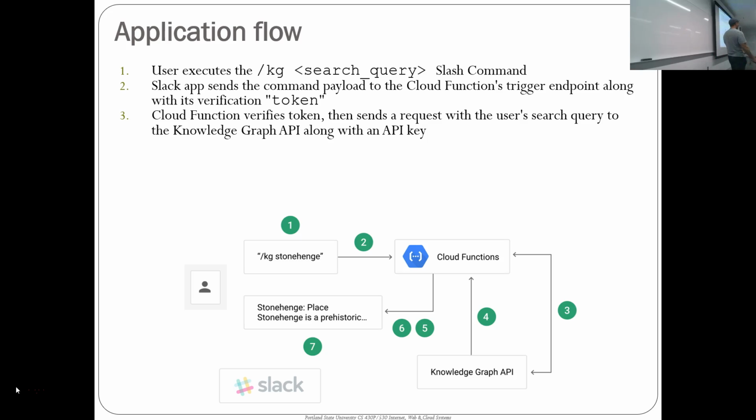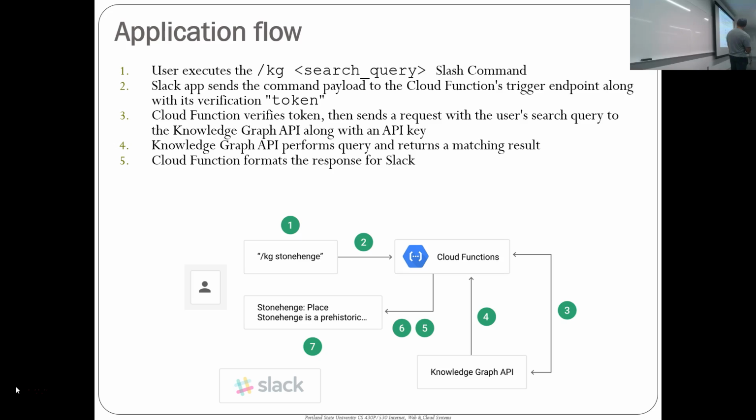This is going to Google's backend, their search backend. And so when you say /kg Portland State, it's going to search Google for the top result for Portland State, and then the Knowledge Graph is going to send back the result. So that's why we're using Knowledge Graph. Knowledge Graph performs the query, returns the result, and in this case it's Stonehenge, not Portland State, and then it will push a message back into the Slack space that's got the result of that search.